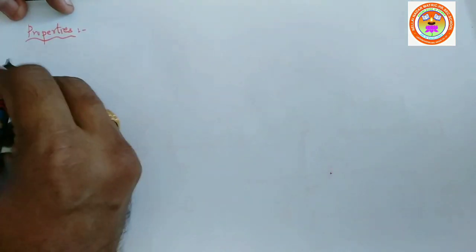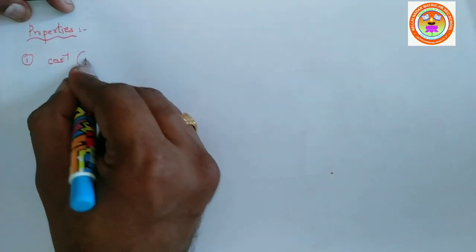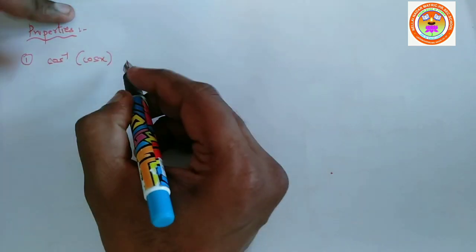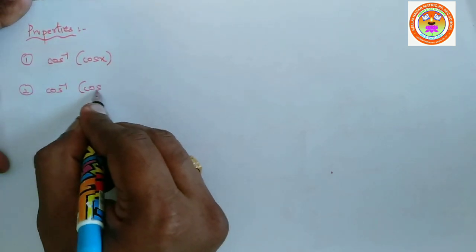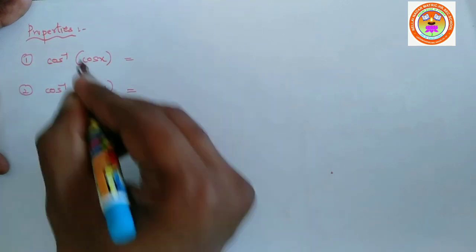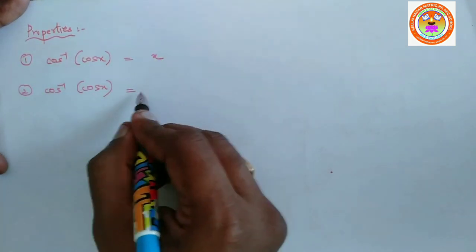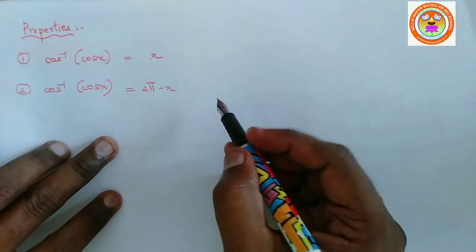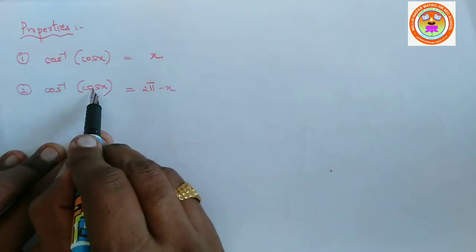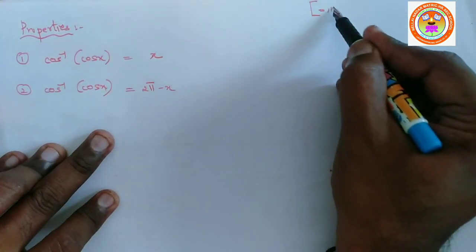Properties. The first property is cos inverse of cos x. The second property is cos inverse of cos x. So both questions are the same, but the result is going to be different: x and 2 pi minus x, both are the same but different. You know, cos is followed by an angle. So what is the angle we have? 0 comma pi is the angle.